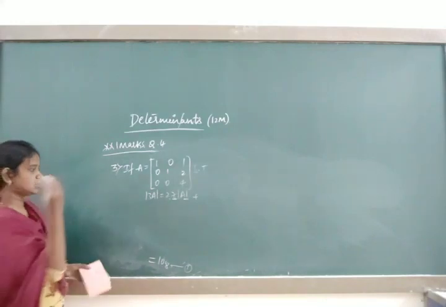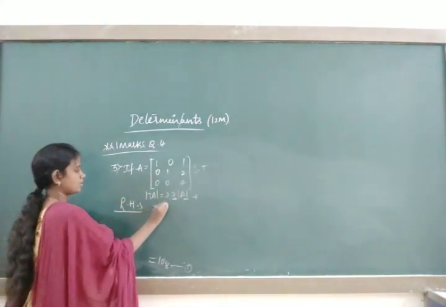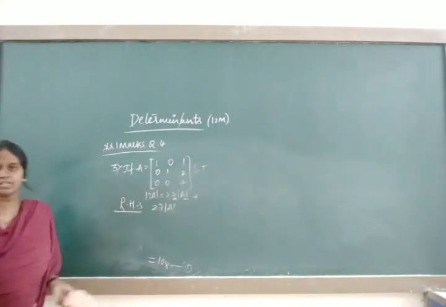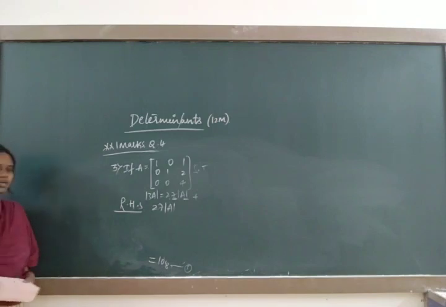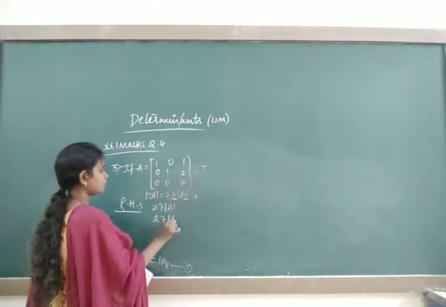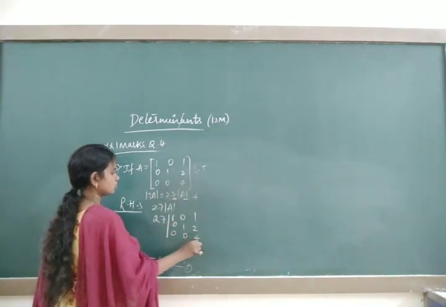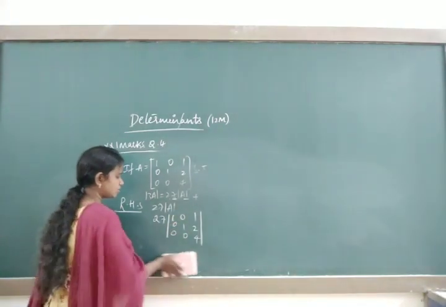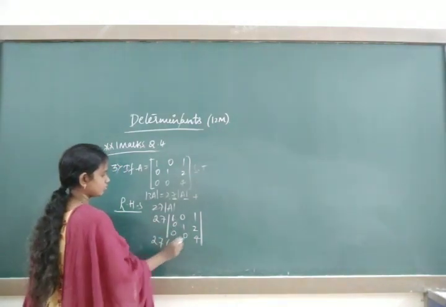Now coming to the RHS part, it's 27 into determinant A. So 27 as it is, times determinant A, which is 1 0 1, 0 1 2, 0 0 4. When you expand this determinant, I will write directly: this is 27 into 4.